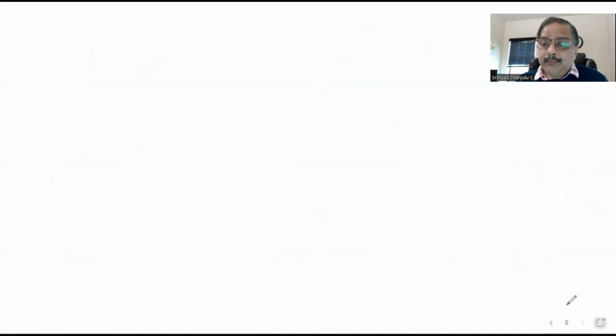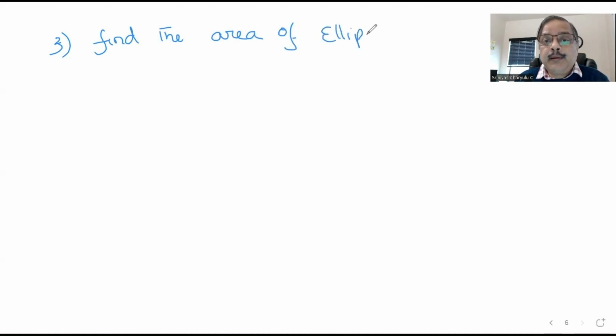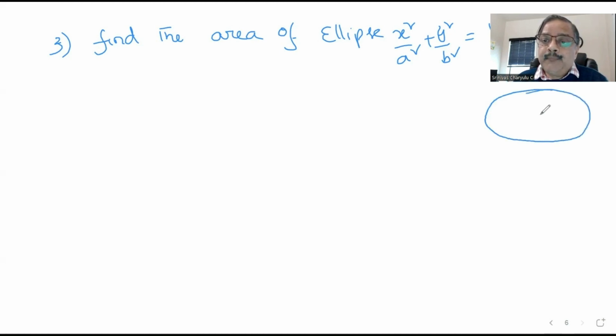So let us go to the next sum. This is find the area of ellipse. x square by a square plus y square by b square is equal to 1. Same like the previous sum. So here we have to draw one small ellipse. Define the coordinate system. This is your A, this is your B, O, A, B. So if you find out only this area, multiply by 4 and you'll get the total area of the ellipse.